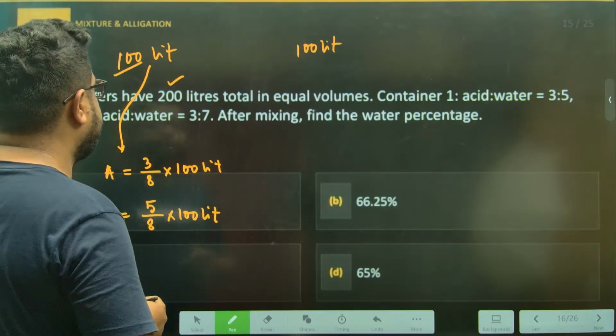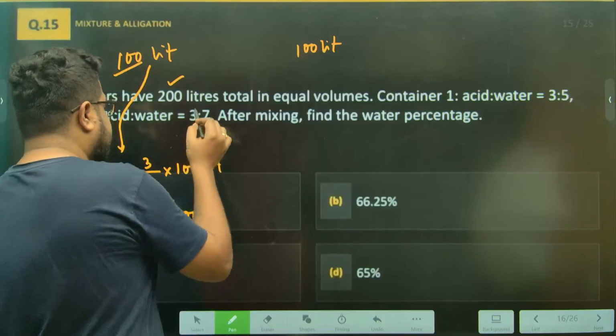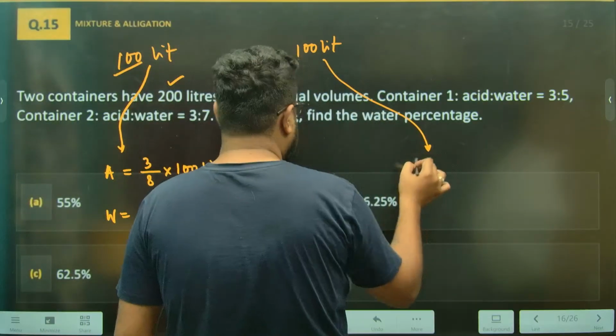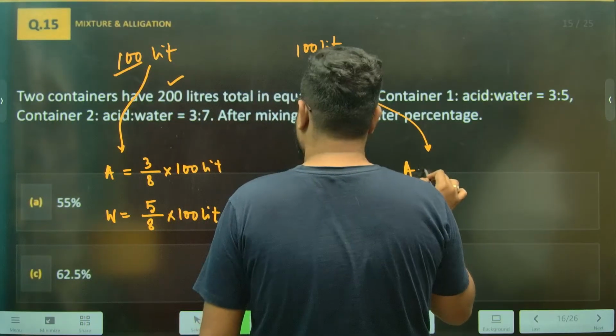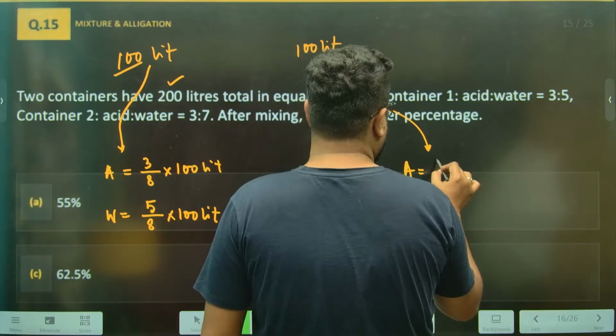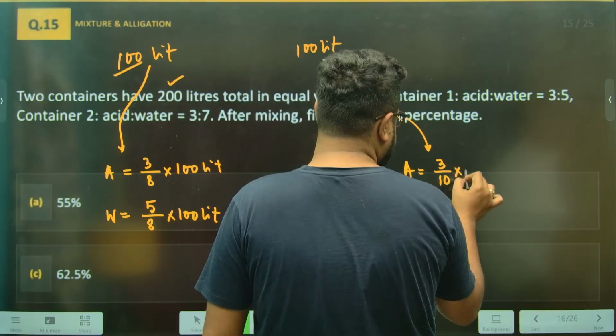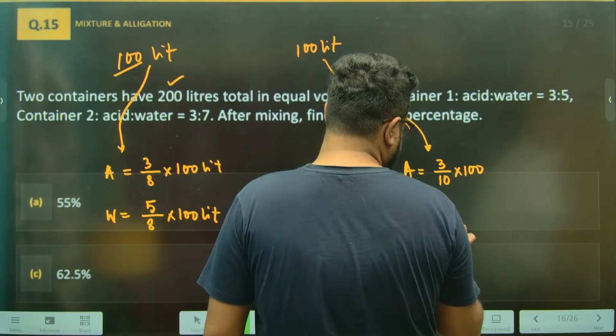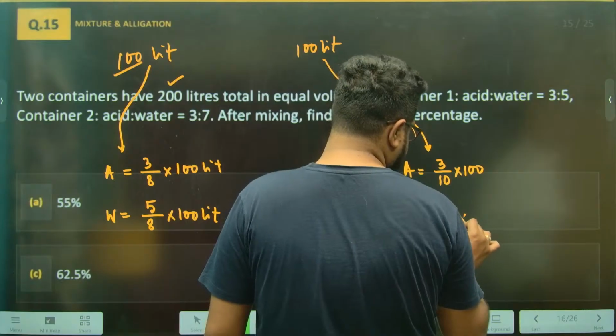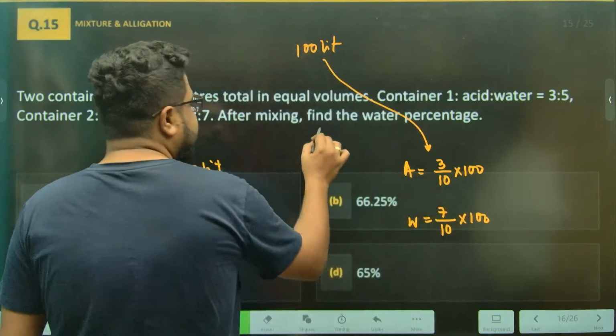Okay. Second one, sir. Acid will be 3 parts out of 10 parts of 100 liters. Water will be 7 parts out of 10 parts of 100 liters. They're asking to find the water percentage.